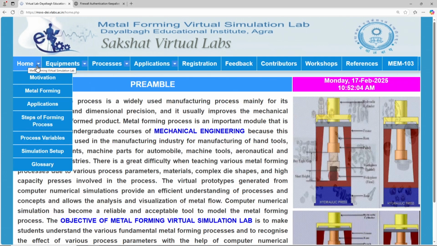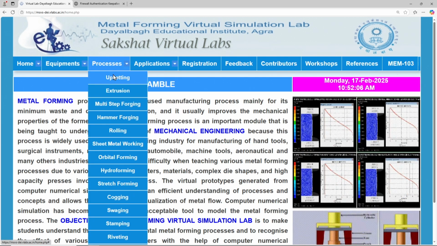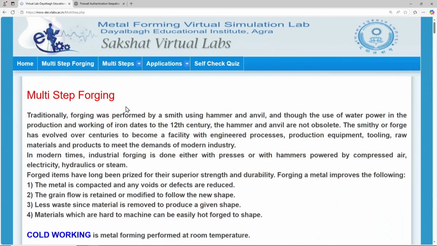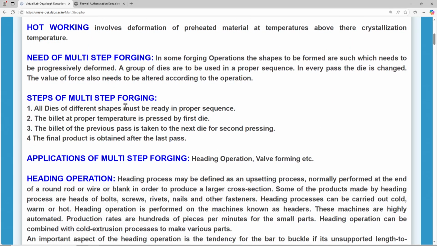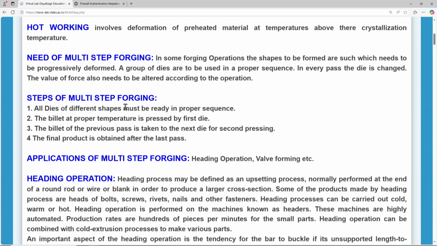Again I will come to home and I will come to another process. I will pick multi-step forging process. Multi-step forging, that is, the first step is to increase the diameter to make a cup or so. The second step might be bending from the top. The first step could be maybe transforming the shape from a circular to a hexagonal shape. The second step could be making holes over it. So this is multi-step forging.